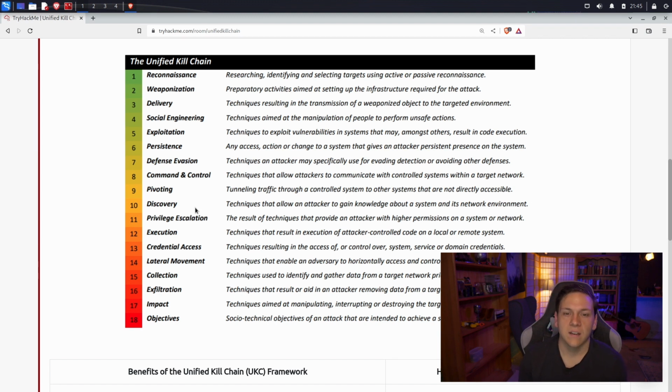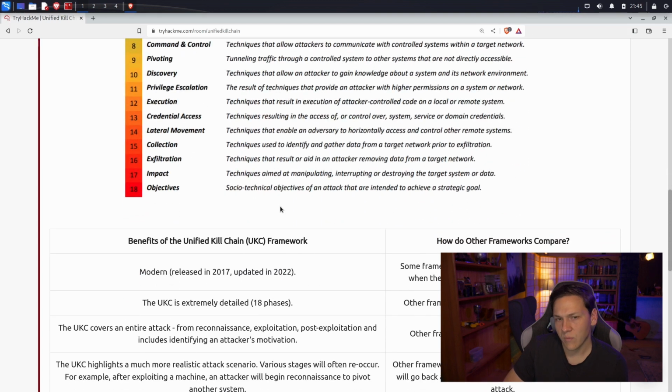Phase 14, lateral movement, techniques that enable an adversary to horizontally access and control other remote systems. Phase 15 is collection, techniques used to identify and gather data from a target network prior to exfiltration. Phase 16, exfiltration, techniques that result or aid in an attacker removing data from a target network. Phase 17 is impact, techniques aimed at manipulating, interrupting, or destroying the target system or data. Phase 18, objectives, socio-technical objectives of an attack that are intended to achieve a strategic goal.